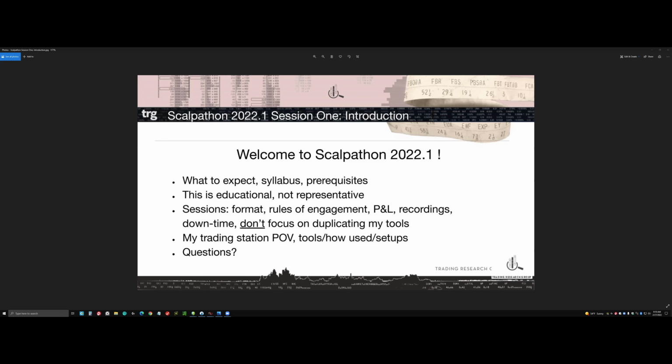And so the idea of Scalpathon is really simple. What if your only objective is to get into the market, take money out of the market, and do that with as little risk and as little time in a position as possible? And that's what I like to do. That's my edge in the market.